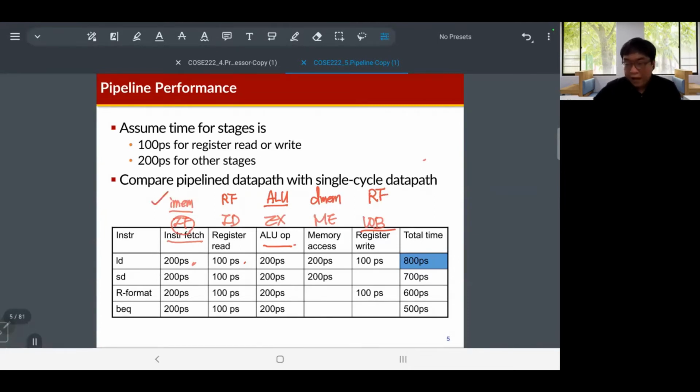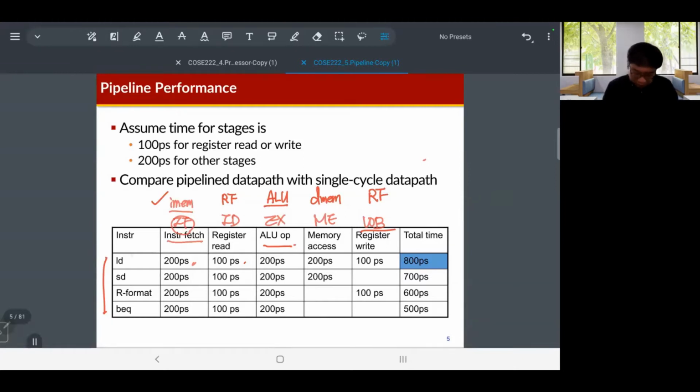So what does that mean? These data path elements have delays. Which means that in order to execute an instruction, we need to accumulate these delays of hardware components to calculate the clock period. Then let's calculate the delays of the different instructions for this single-cycle processor architecture.